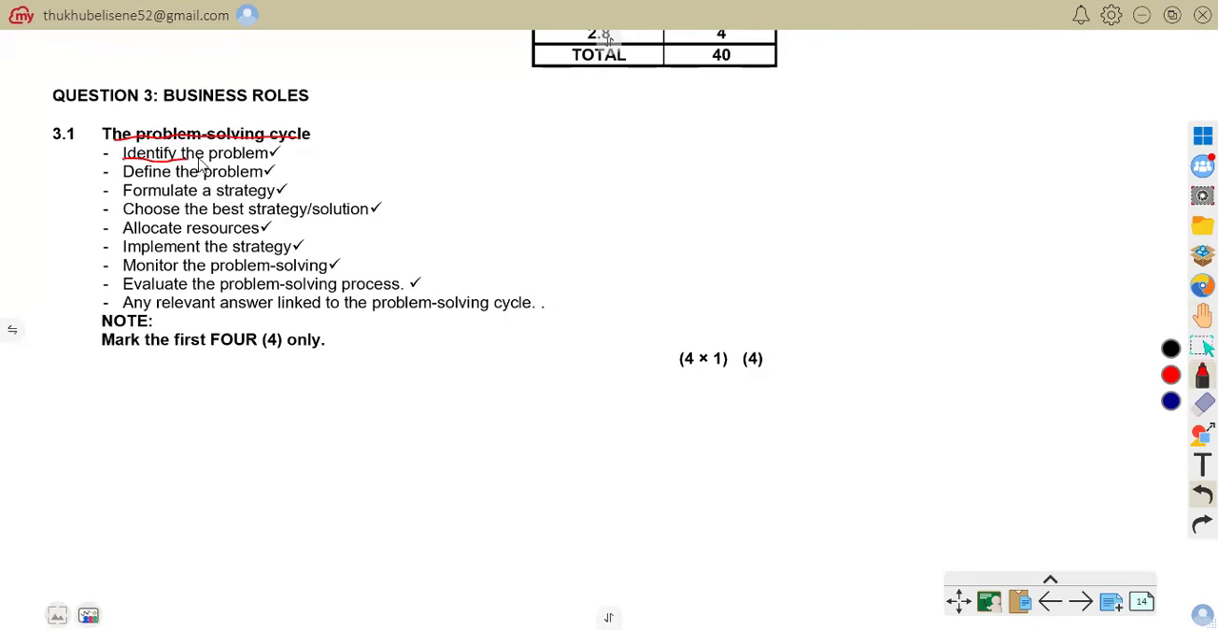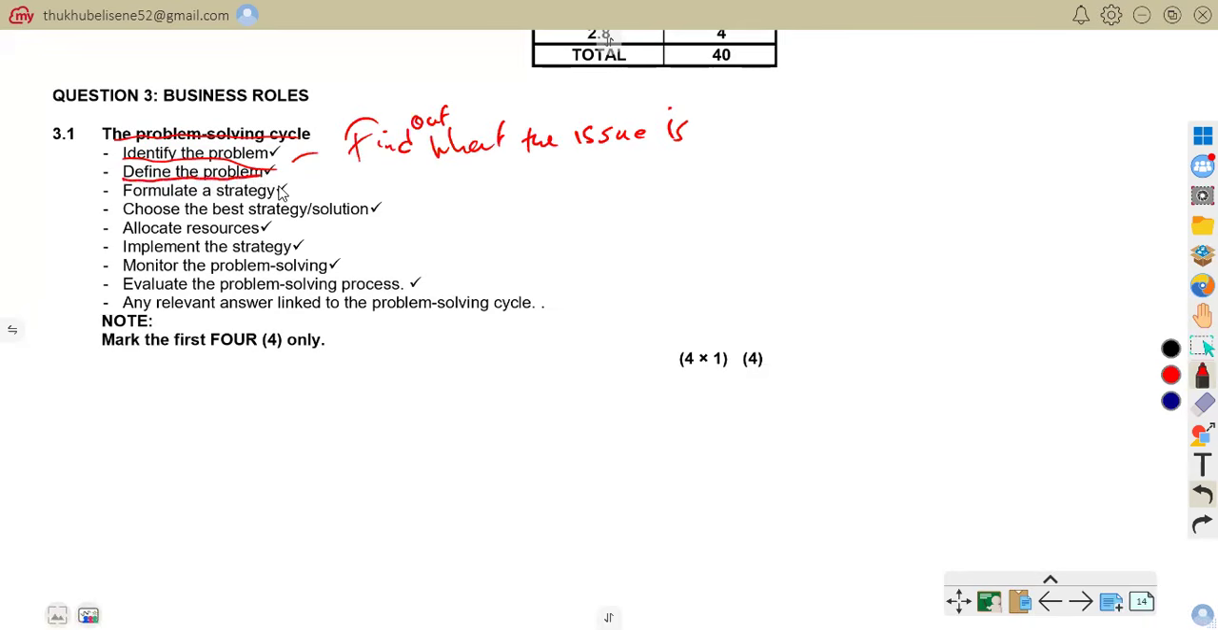First one, we identify the problem. Find out what the issue is. With identifying the problem, we are finding out what the issue is. For example, let's say the sales are dropping. So that is the problem that we are finding out.